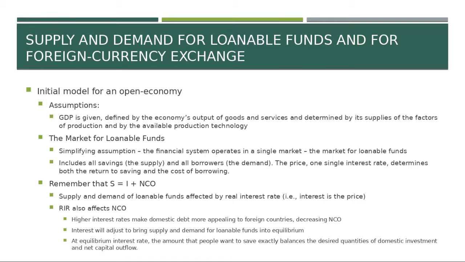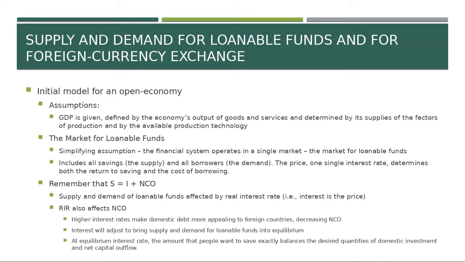So basically, if you're borrowing in Georgia, or if you're borrowing in New York City, or if you're borrowing in California, or if you're investing in Idaho, all of these investments and savings interact in a single large aggregate market, which is the market for loanable funds. This is why savings rates are fairly constant no matter where you are in the country. Now, this includes all savings, i.e. the supply, and all borrowers, the demand.